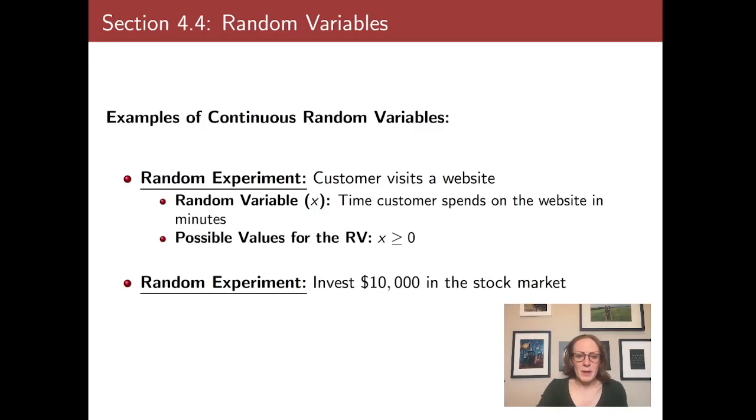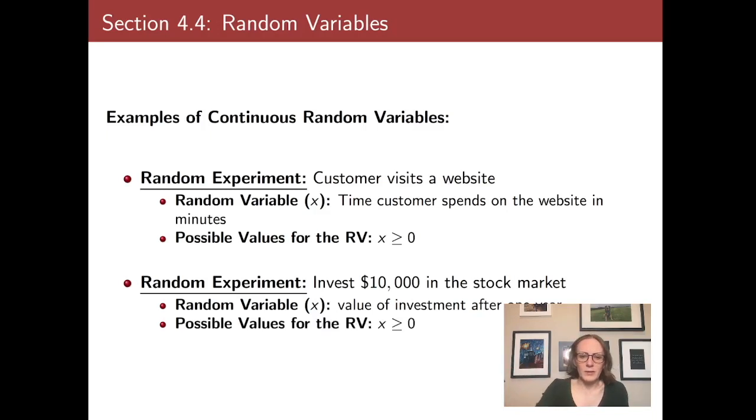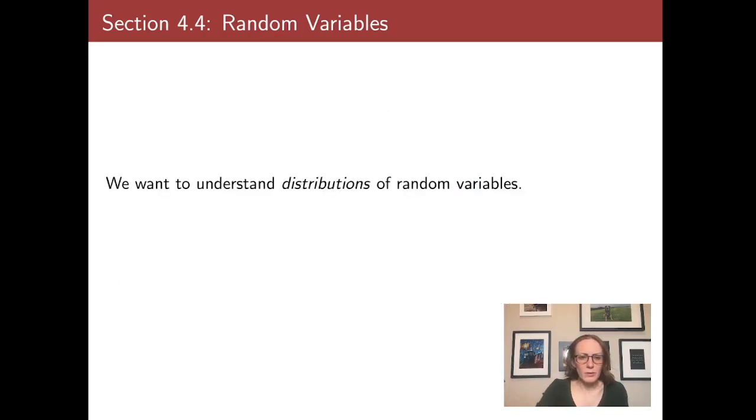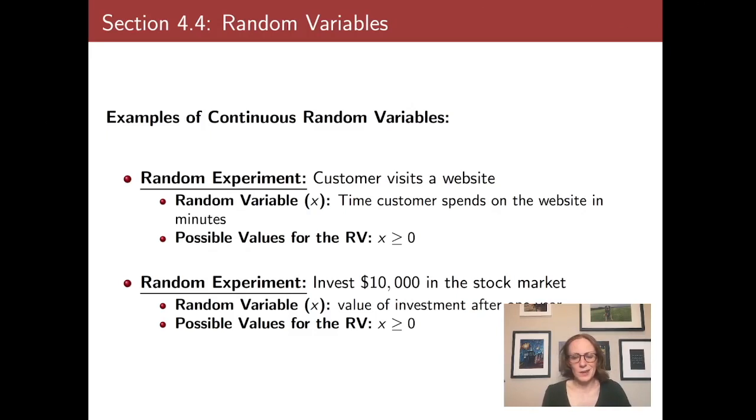Another example is maybe I invest some money in the stock market, $10,000. And the random variable might be the value of that investment after a year. So it might grow to be a larger amount. It might shrink. And so my possible values would be anything non-negative. It could shrink all the way to 0 or it could grow, but it doesn't have to be some specified, discrete values. It could be any decimal value that's at least 0.